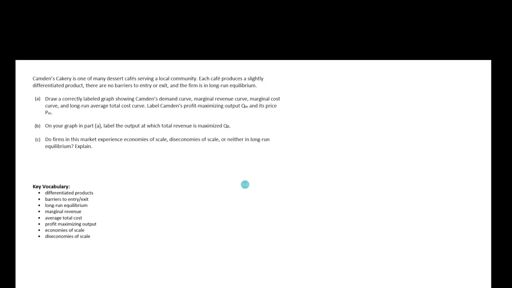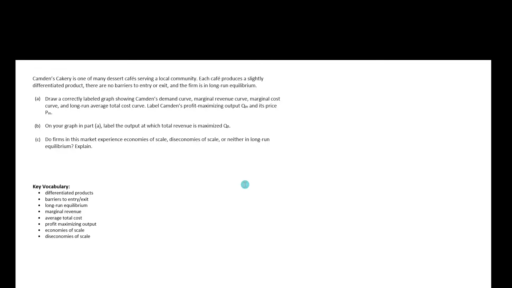Now let's have a quick look at the other question parts and see if there's any vocabulary there that's worth discussing. So part A, we're going to have to draw a correctly labeled graph showing Camden's demand curve. So we know it's going to be downward sloping because it's a monopolistically competitive firm. Marginal revenue curve. Okay, remember marginal just means incremental, or like the next unit, the next step. So the marginal revenue curve, marginal cost curve, long run average total cost curve.